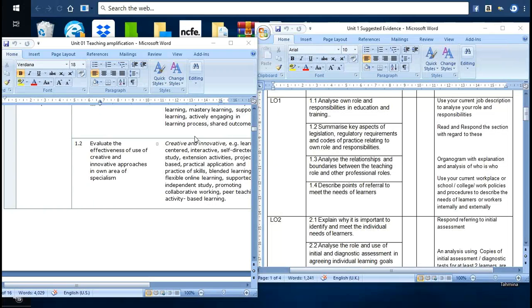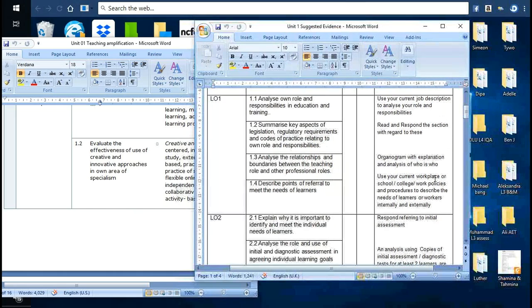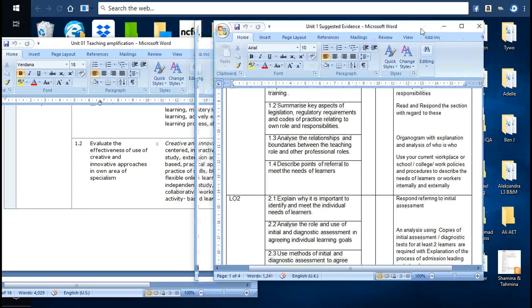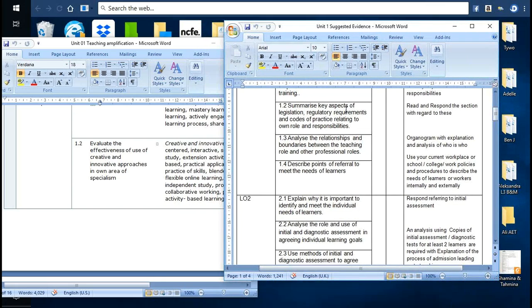So yeah, we're on the right version there, and this is, as I've said, more about you than anything else. It's looking at your role and what your responsibilities are within the organisation that you're with. Again, I put on there: summarise the key aspects of legislation, regulatory requirements, and codes of practice relating to your own role and responsibilities.